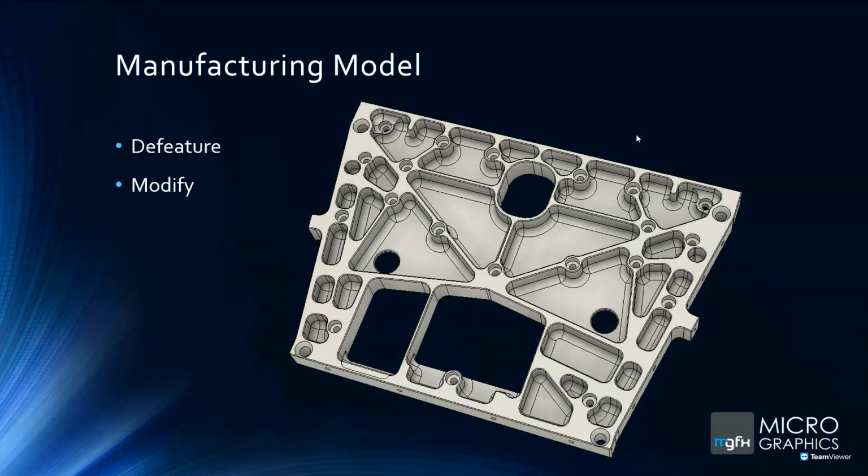But the next thing we're going to look at is the manufacturing model and what advantages we have when using it. What we can do with this model is de-feature the design and remove information that is not required for manufacturing. We can also use it to modify the existing design, and we can create multiple manufacturing models. As needed, we could create a step-by-step process, a manufacturing model for each setup if we needed to.